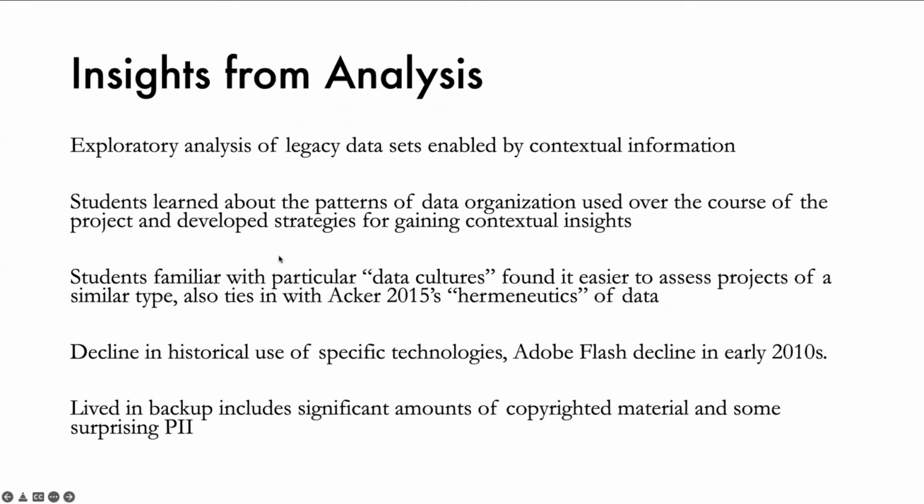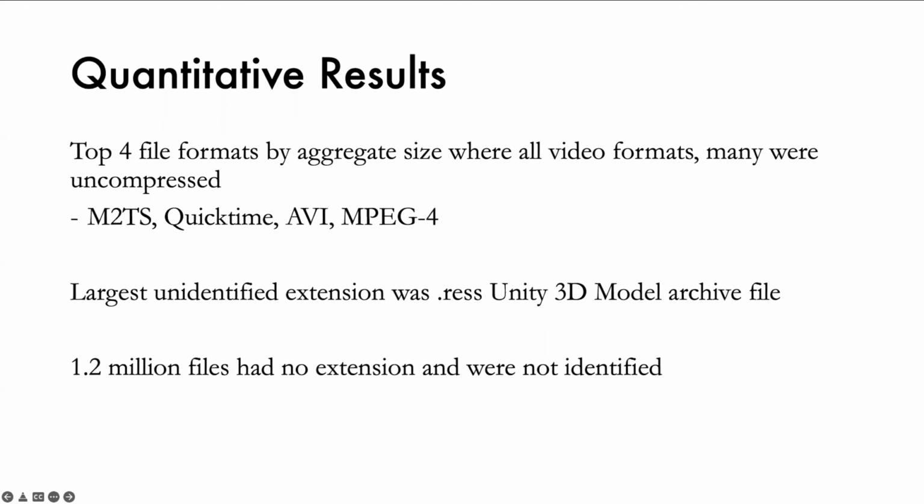We're moving on to that because it took so long to do the Droid analysis. The largest unidentified extension was the Unity 3D model archive file format, .res. And there were 1.2 million files that had no extension. And so it didn't know what to do with them. And this isn't actually a criticism of Droid and PRONOM. It's just that I don't know if a lot of production data for software development gets into these, because there's not a lot of this type of data stored in institutional archives right now.